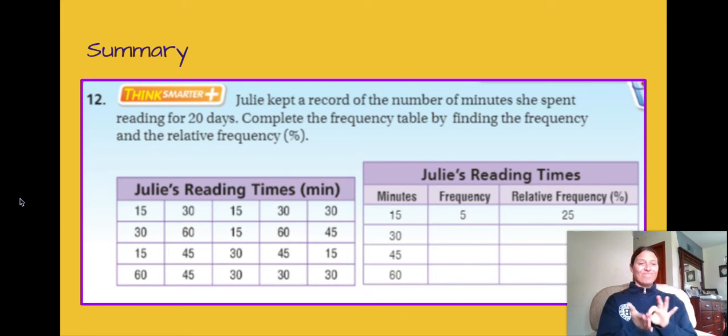So count up how many times 15 occurred. And the answer is 5, so put that in the frequency. Then count how many times 30 occurred, and 45 occurred, and 60 occurred. Write those in. Then set up the relative frequency. Again, we need to count how many reading times we have all together, put that in the denominator, and then use each specific minute's frequency number and put that in the numerator and then divide.